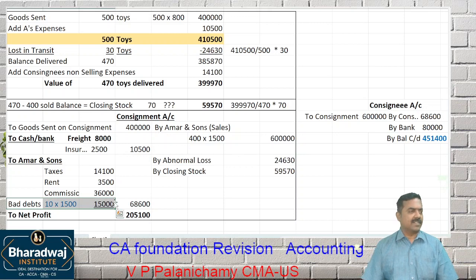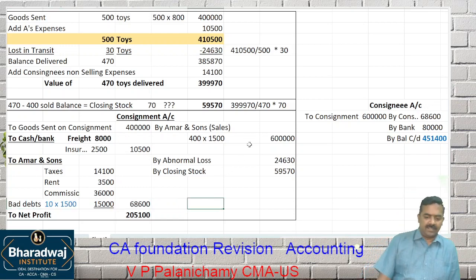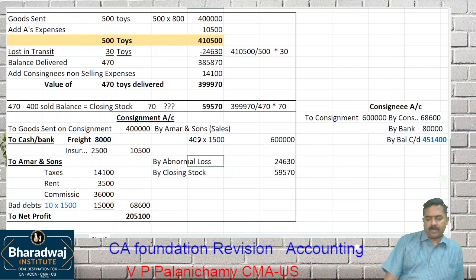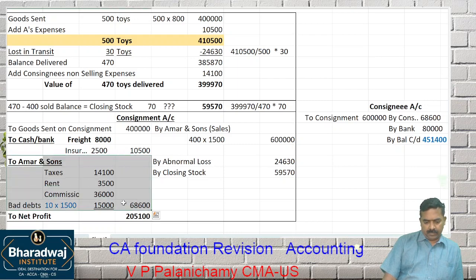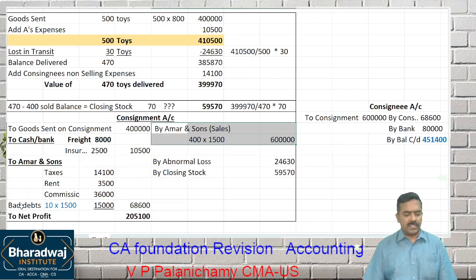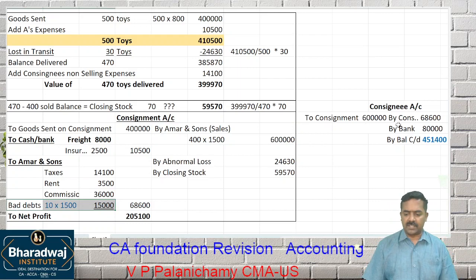That's why it is adjusted in the consignee's account. So we will pay, or rather not pay, but adjust in the ledger. It's like you sold for 6 lakhs; in that, this 15,000 is not recoverable. So that's why 68,600 includes 15,000. Otherwise, how much will Amar not be able to recover? That bad debts get adjusted in the consignee's account.